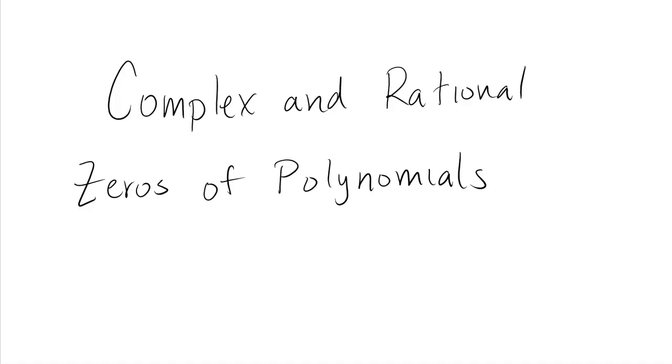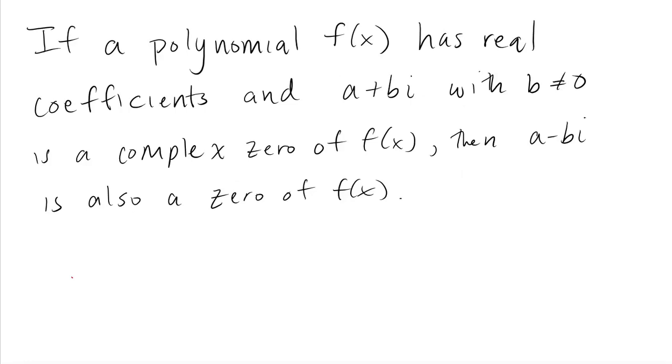In this lecture, we're going to be looking at some of the rules for complex and rational zeros of polynomials. Let's start with the rule for complex zeros. If a polynomial f of x has real coefficients and a plus bi with b non-zero is a complex zero of f of x, then a minus bi is also a zero of f of x. Basically, this says that if a polynomial has real number coefficients, then the complex zeros come in conjugate pairs.